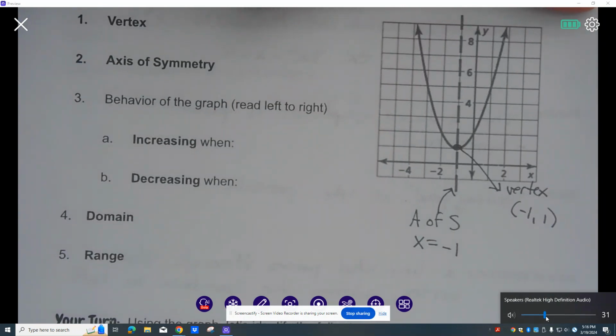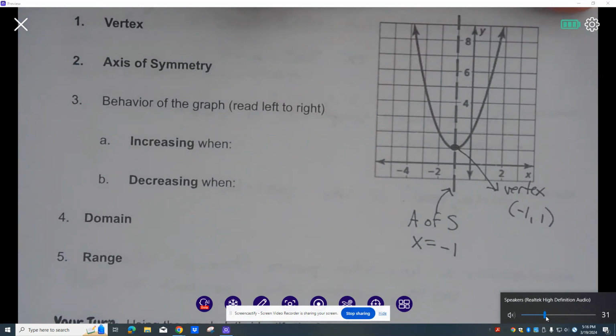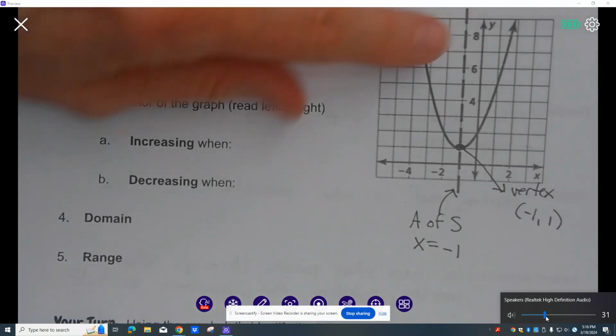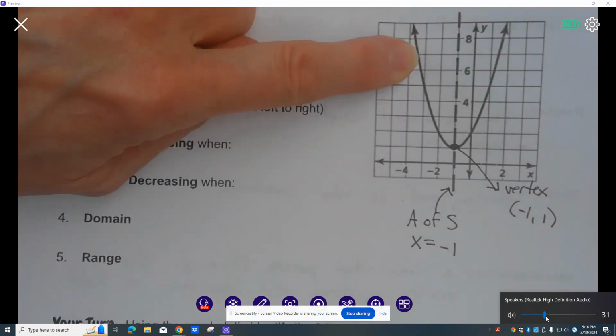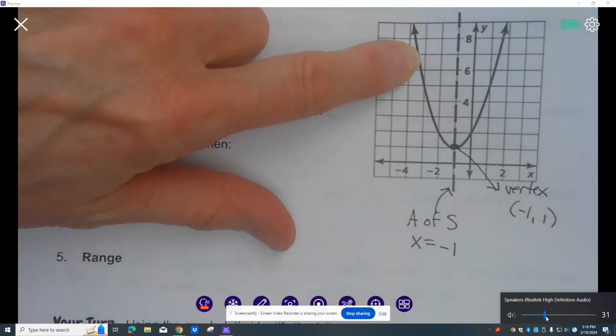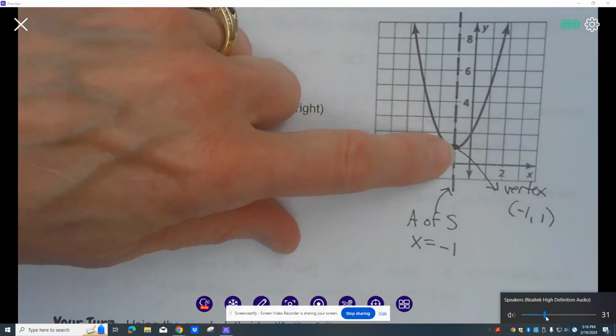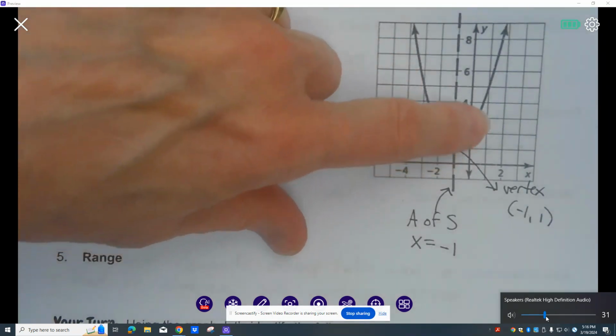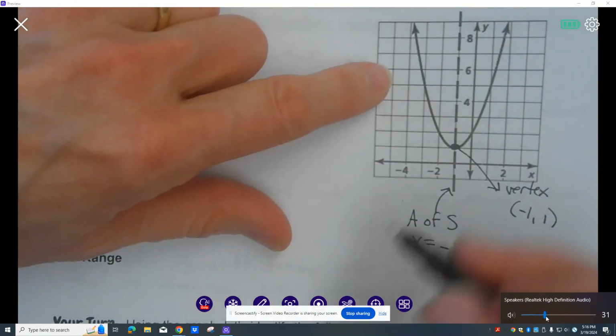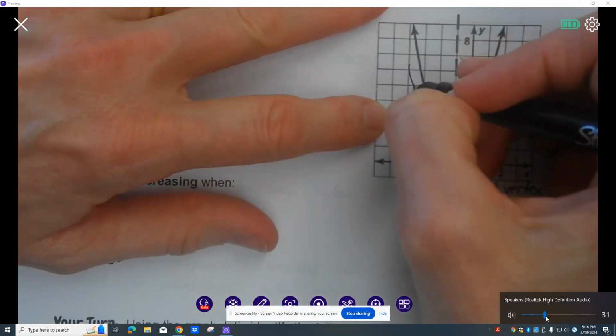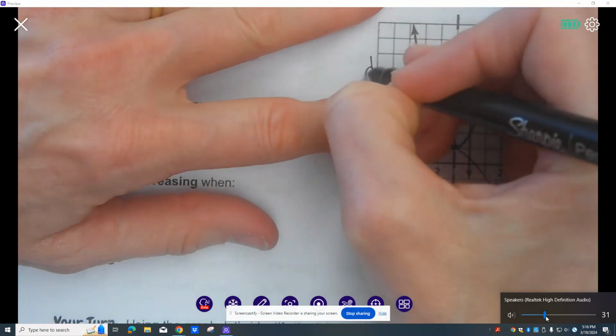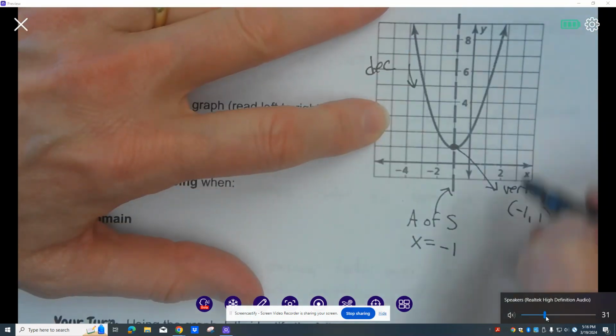When you're figuring out increasing and decreasing, you want to start on the left side of the parabola and then picture yourself on a roller coaster. If you're on the roller coaster over here, you're going down. This would be the bottom of the hill, and then you would start going up. So this is decreasing, and this side is increasing.